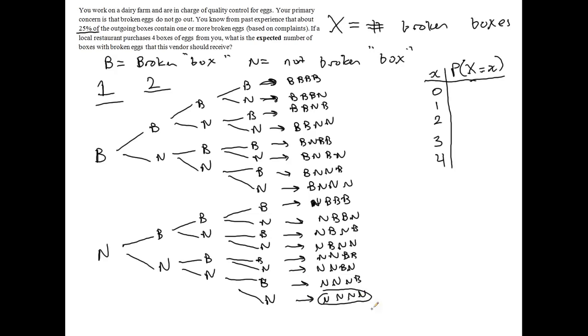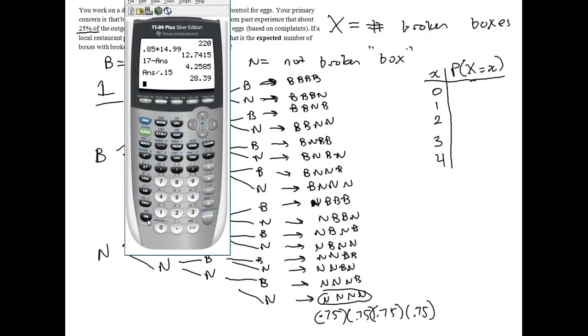Okay, well, what's the probability of this? Well, each of these has a 75% chance of not being broken. So 0.75 times 0.75 times 0.75 times 0.75, because they're all independent of one another, would just basically be 0.75 to the 4th power, which gives us a probability of about 0.316.